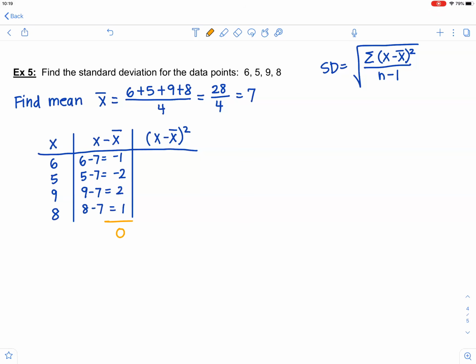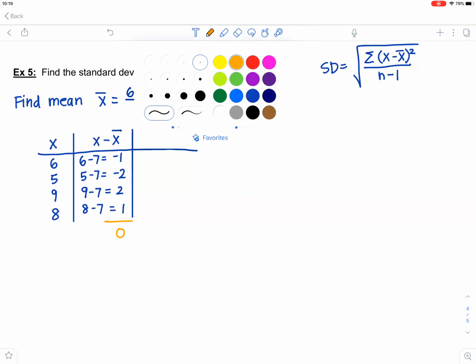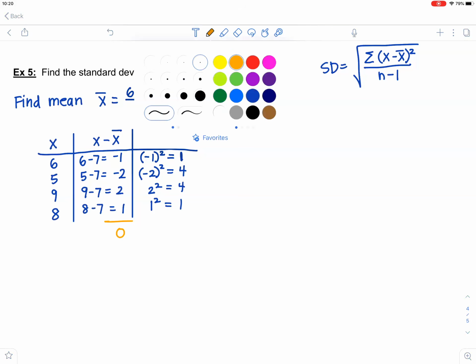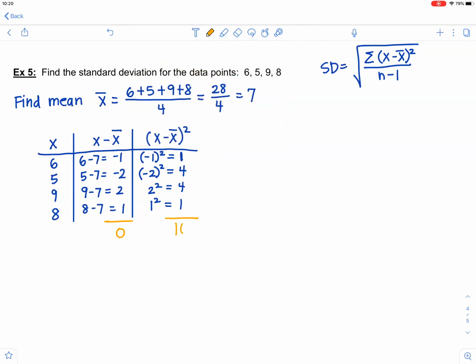So now what we do in that third column is we take the result from the second column and we square it. So with negative values, you want to be careful to put that negative value in parentheses and then square. So negative 1 squared is 1, negative 2 squared is 4, 2 squared is 4, 1 squared is 1. So these values, since you're squaring, should always come out positive. And then you're going to add those values together. In this case, those add to 10.